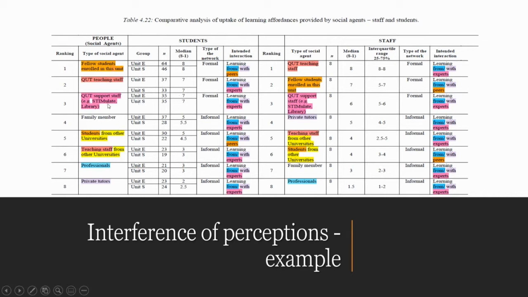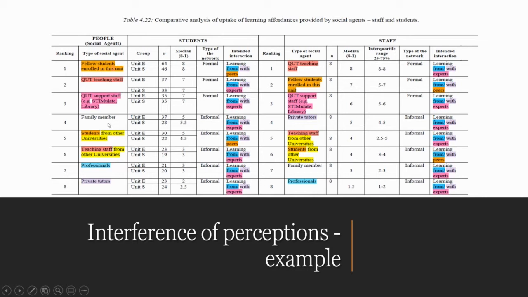Then when it comes to support staff, both cohorts, the students and the staff, ranked the QT support staff at the third position. So this is the moment when they have exactly the same perception. In the first and the second, the differences were not so big. So this is a slight difference, but not big. But let's have a look at the family member.